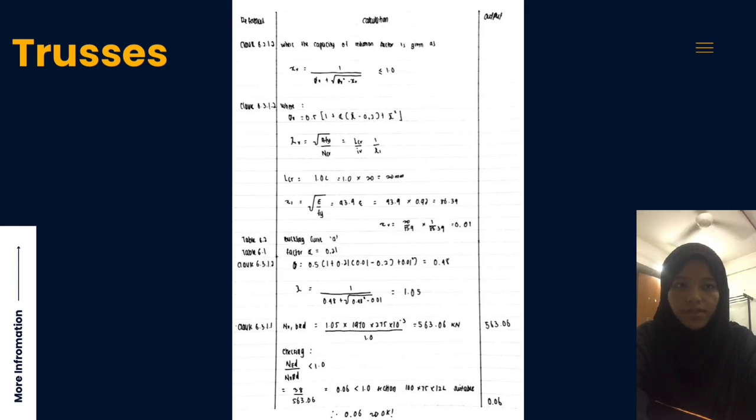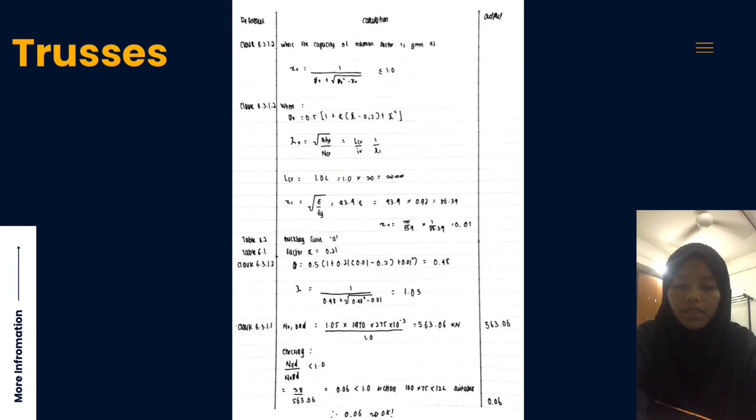LCR 1.0, L equals 1.0 multiply 20 equals 20 millimeter. So λ1 equals square root E over Fy equals 93.9 multiply 0.92 equals 86.39. So we will get λ-bar equals 20 over 15.9 multiply 1 over 86.39 multiply 1 over 6 equals 0.01.